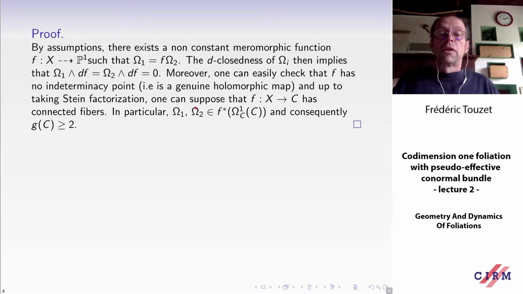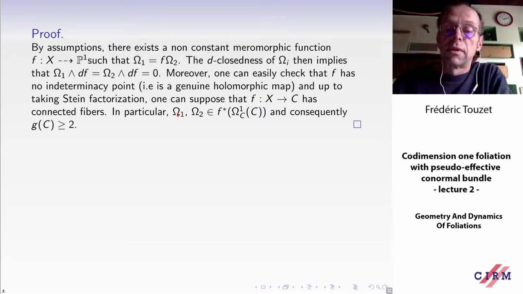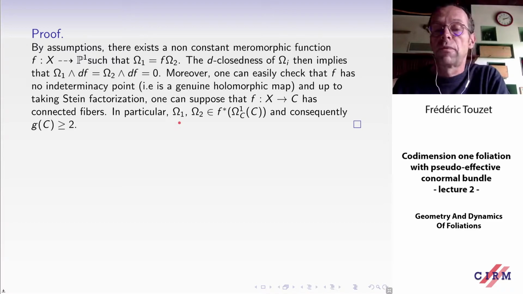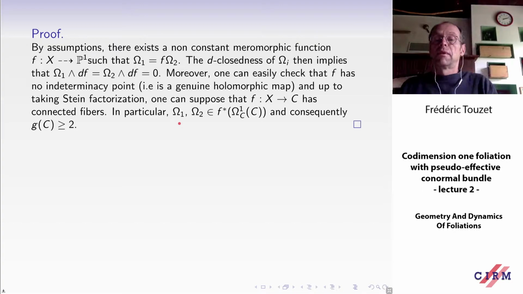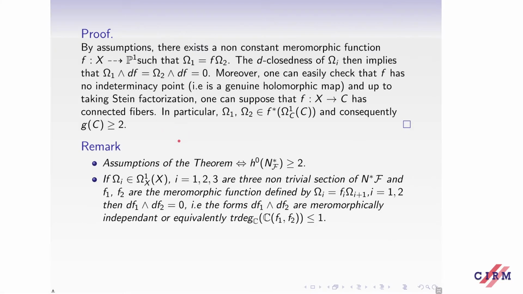And from the connectedness of fibers, it is easy to infer that the forms omega 1 and omega 2 are obtained by pullback of forms on C. Of course, this implies, from the C-independence of omega 1 and omega 2, that the genus of C is greater or equal to 2.